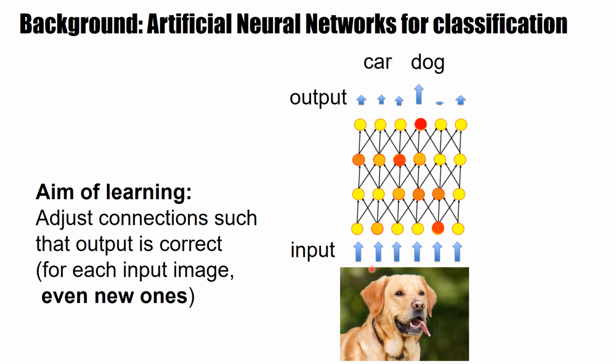And the aim is to use the information in the training base, in this supervised learning base, to adjust the parameters, to adjust the weights of the network, such that for each image, the network gives the correct output. And importantly, not just for images in the input database, but also for new ones, for images in the future.